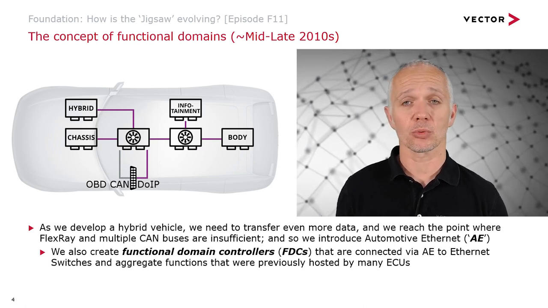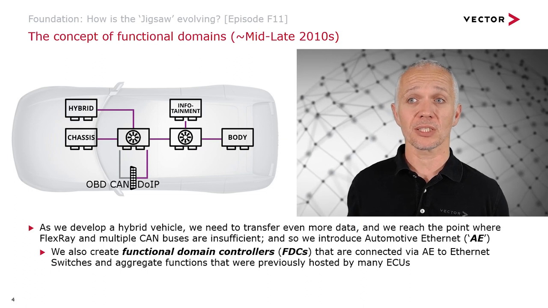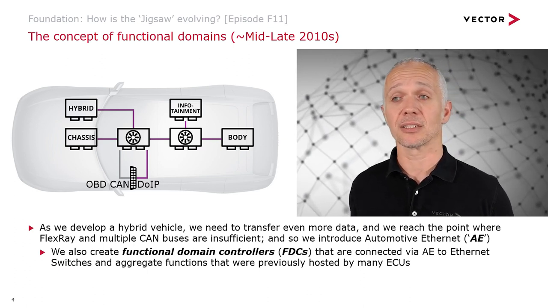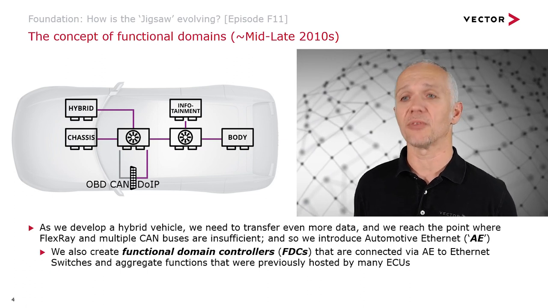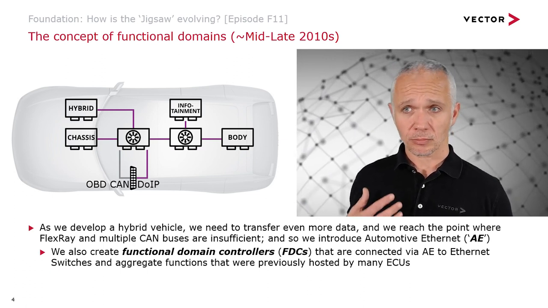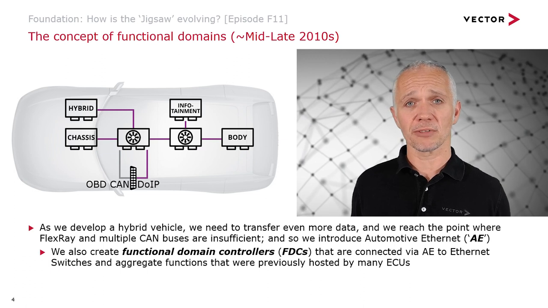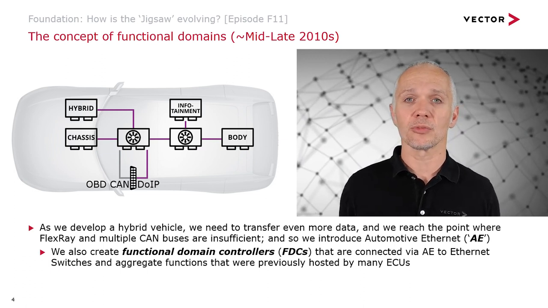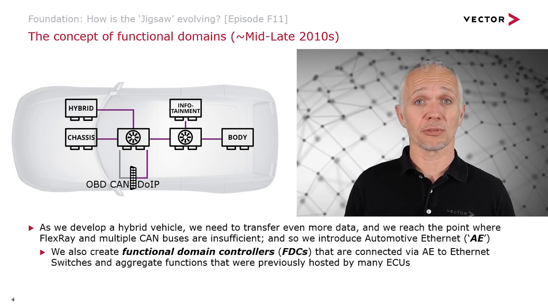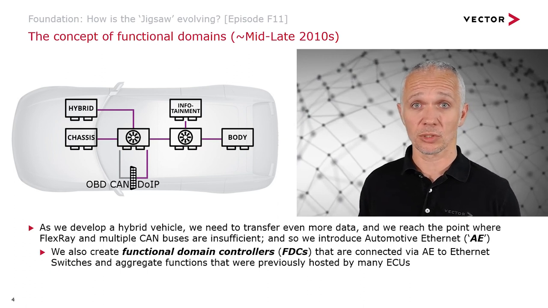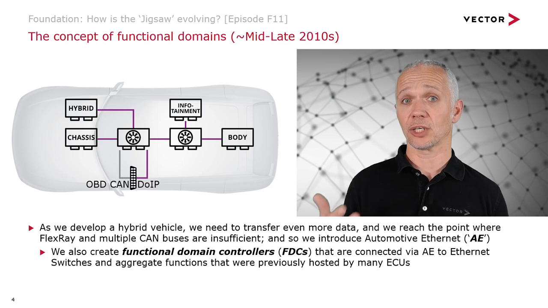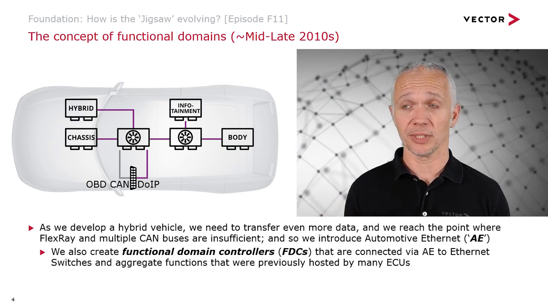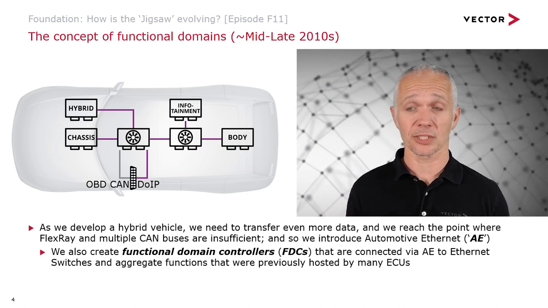We then have functional domain controllers for chassis, hybrid, infotainment, and body systems. So we have a chassis functional domain controller, for example. Because we've moved functions from ECUs to remove some ECUs from the vehicle, and it is only some, it's not lots of ECUs, we may still, when we build up our whole picture, have nearly 100 ECUs in this kind of scenario in the mid to late 2010s.